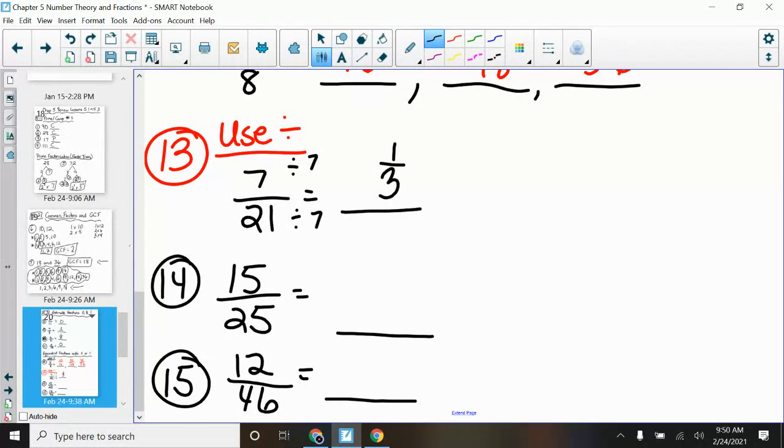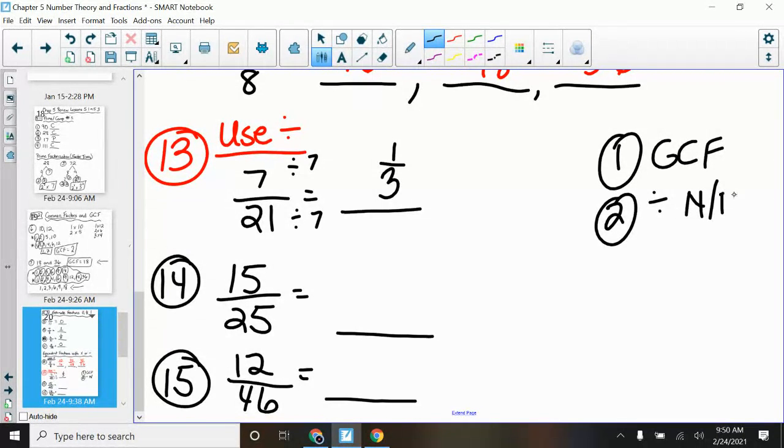And remember, when you're using division, you have to find the greatest common factor first. So that's the recipe for solving this stuff: first, find the greatest common factor, then divide numerator and denominator by it.